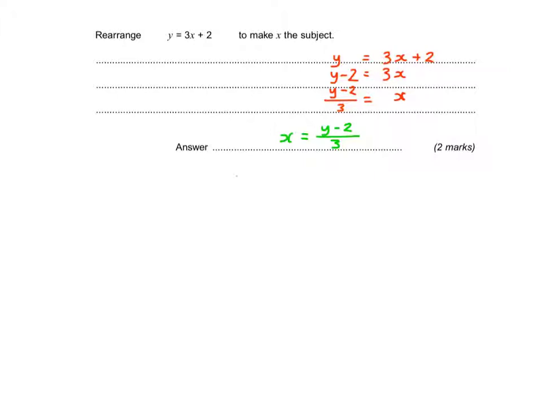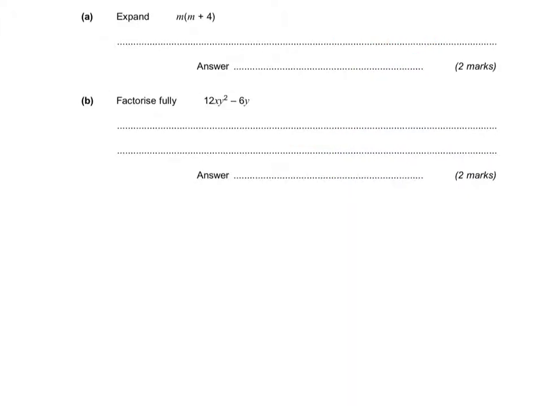But I don't want to know what 3x is, I just want to know what x is on its own. So I'll divide everything by 3, so x is y minus 2 divided by 3. So that's our final answer, x equals y minus 2 divided by 3. Okay, expand m brackets m plus 4, so just m times everything in the brackets. m times m is m squared, m times 4 is 4m.